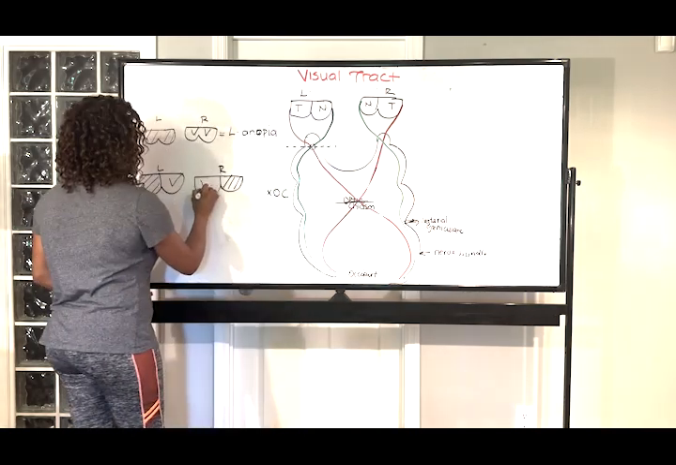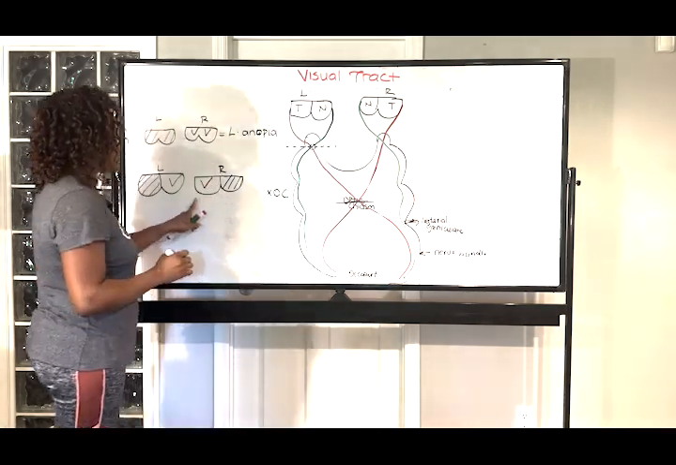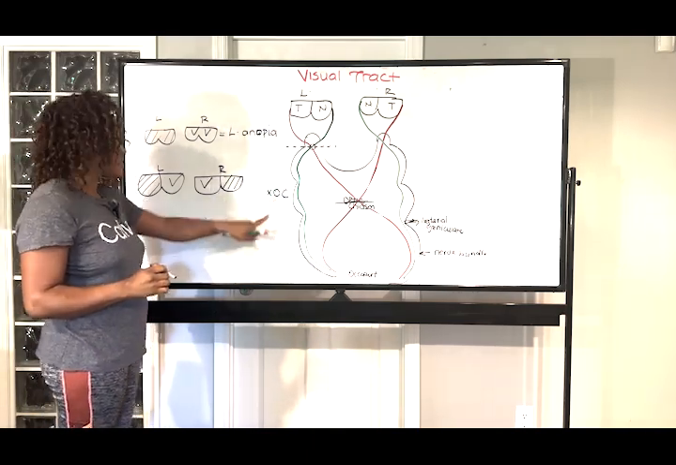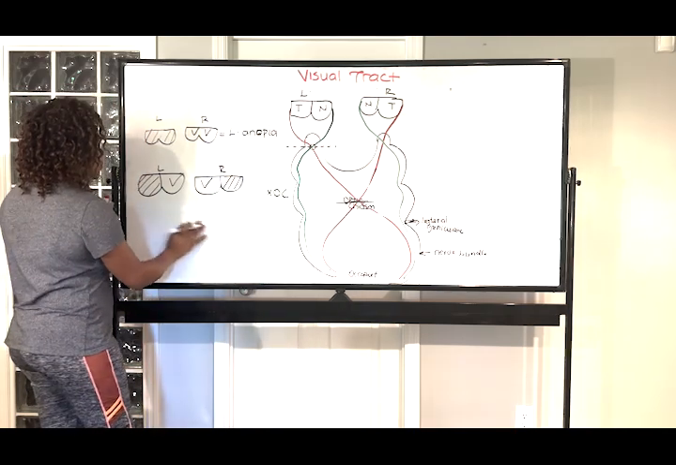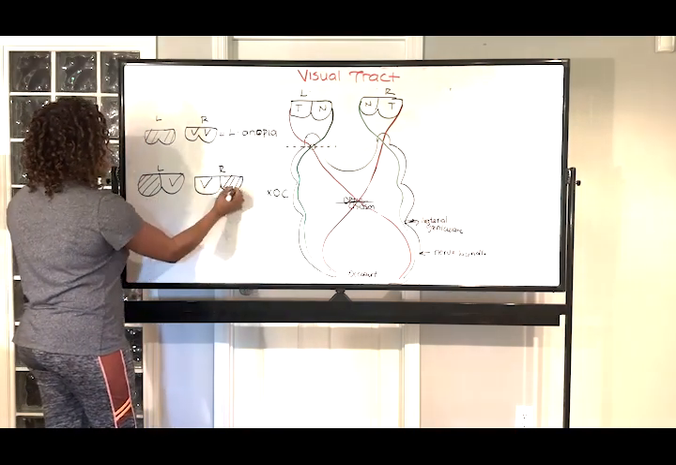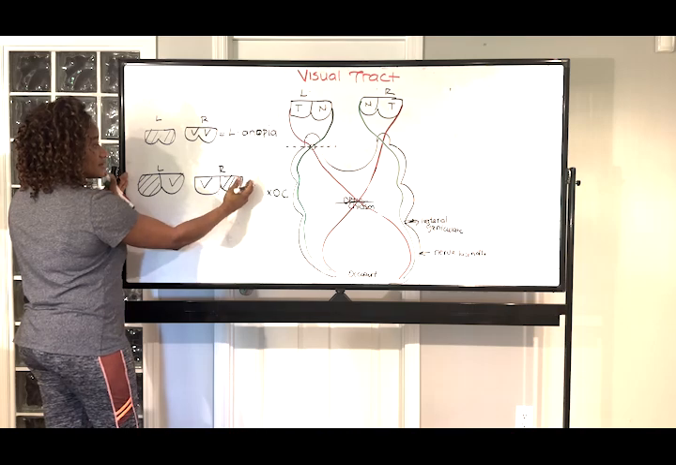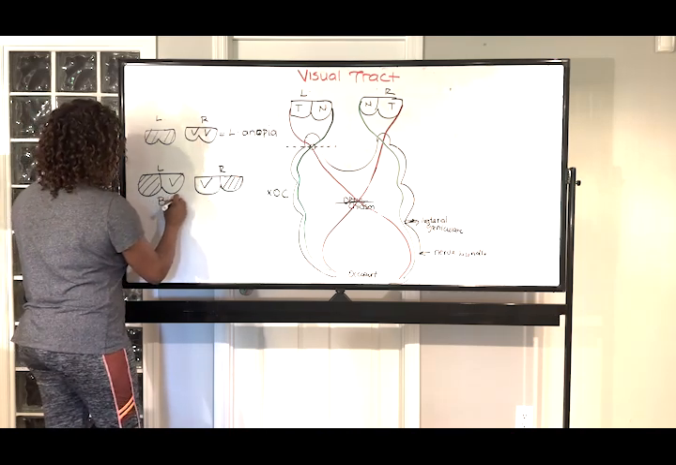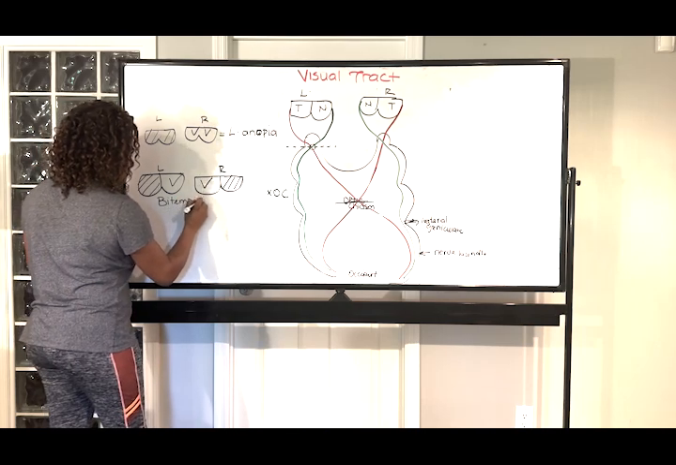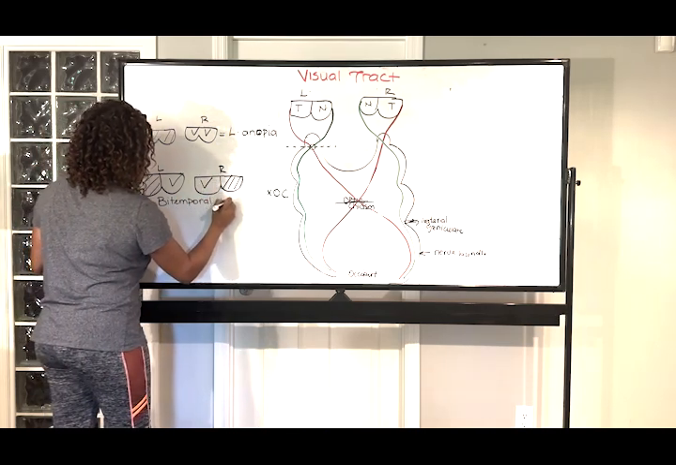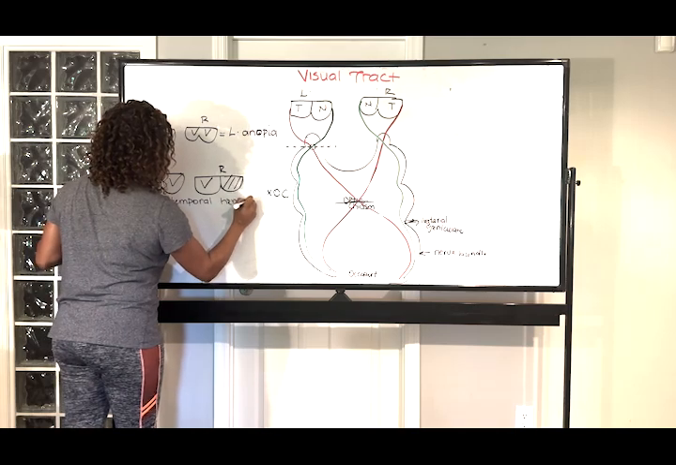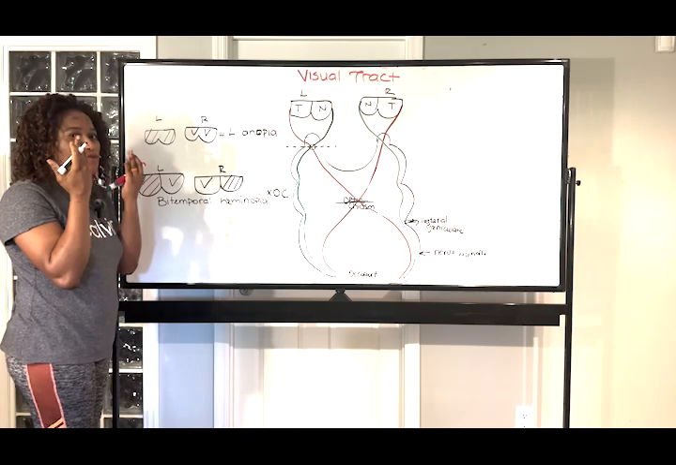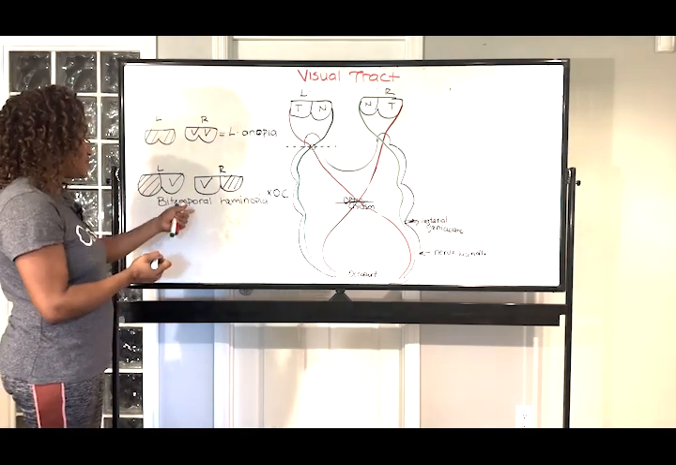So here is preserved. So this is what we're going to have if we have a lesion at the optic chiasm. And because both temporal sides are affected, we're going to call this a bitemporal hemianopia. Both temporal sides are losing the visual acuity.